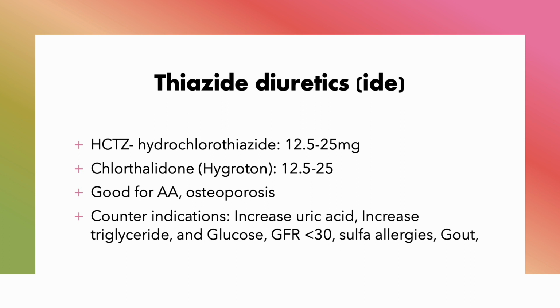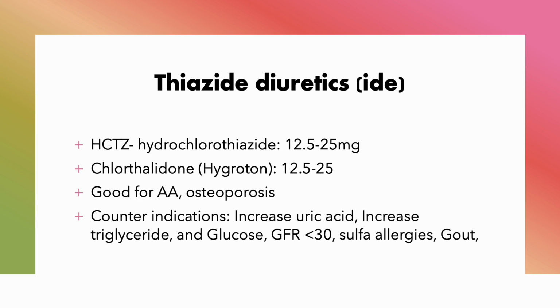Our next heavy hitter is our thiazide diuretics. So HCTZ, hydrochlorothiazide, is one of the most popular medications, and it's one of the oldest medications for hypertension. And it's kind of a soft diuretic. However, this is going to be good for African Americans, also good for patients with osteoporosis.